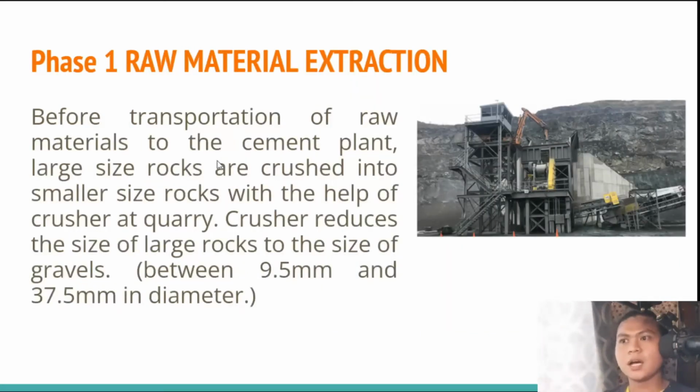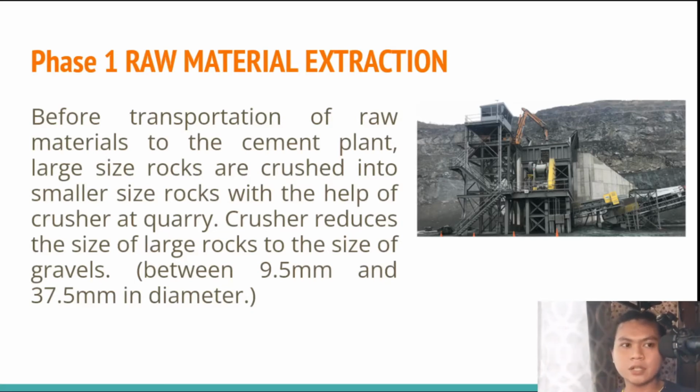So, in phase one, raw material extraction, before transportation of raw materials to the cement plant, large rocks are crushed into smaller rocks with the help of a crusher at the quarry. The crusher reduces the size of large rocks to the size of gravel, between 9.5 millimeters and 37.5 millimeters in diameter. So this is what I've been talking about before transporting the raw materials to the cement manufacturing plant.